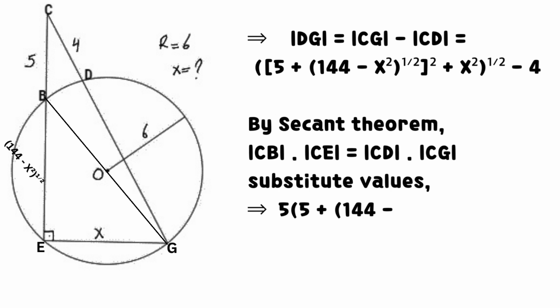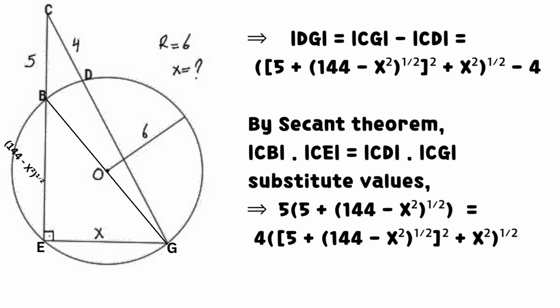By Secant theorem, the product of line CB and line CE equals the product of line CD and line CG. Thus, substitute values and we have that the product of 5 and the sum of 5 and the square root of 144 minus the square of x equals the square root of the sum of the product of 4 and the sum of 5 and the square root of 144 minus the square of x, and the square of x.